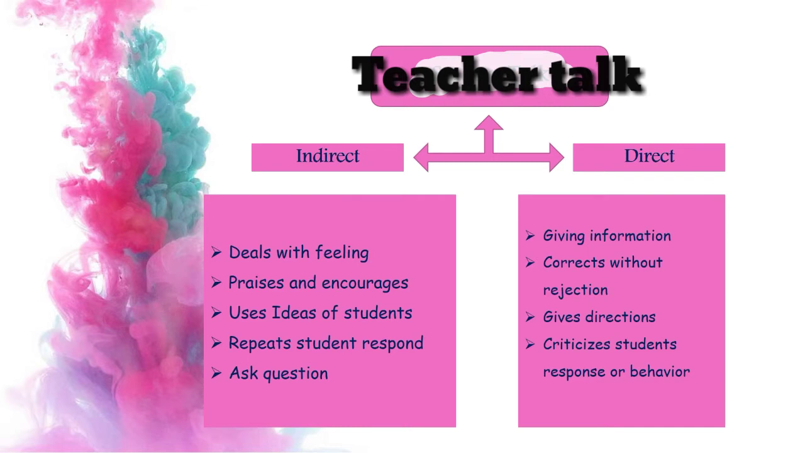The first is dealing with feeling. For example, accepting students' feelings. Accepting students' feelings can create a classroom environment that supports the teaching and learning process as well as gives confidence. The second is praise and encouragement. It means that the teacher brings out students' willingness to participate more in class and it boosts students' confidence.